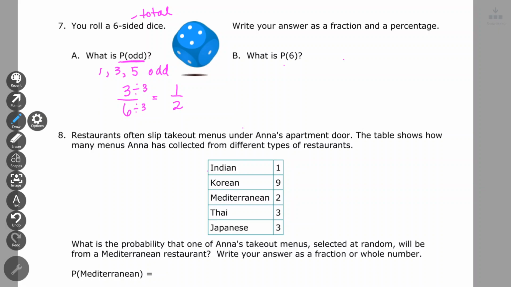All right, so now we have to write that as a percent. We just did that back up in number 5. 1/2 is 50%. Okay. Now, let's look at part B. What is the probability that you'll roll a 6? Well, how many 6s are on the dice? There's only one side that has a 6, so that would be your numerator. Your denominator, there are 6 sides total. So the fraction would be 1 out of 6.